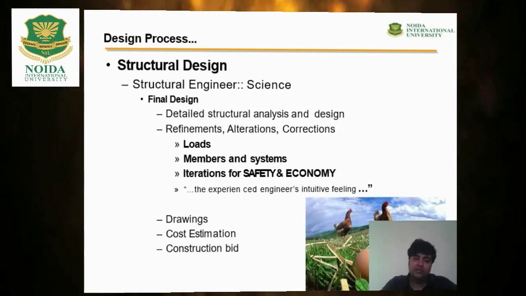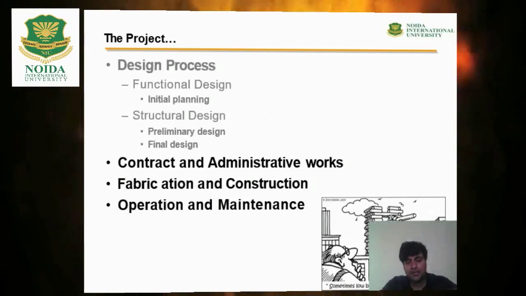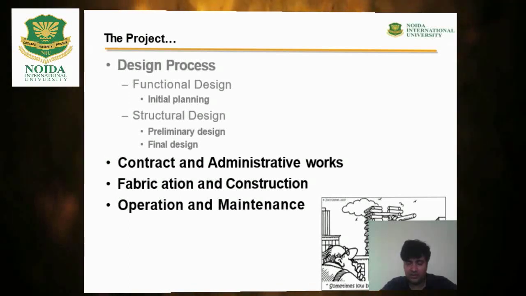Then after that we go for the drawing of the design. Then we go for the cost estimation. What is the cost estimation of the design? Then the construction bid is given, which is the contract and administrative work that follows. Then comes the fabrication and the construction. Then the operation and maintenance of the work is carried out for the particular project.